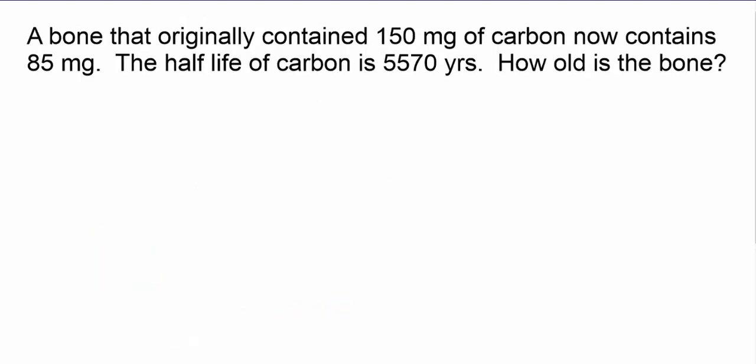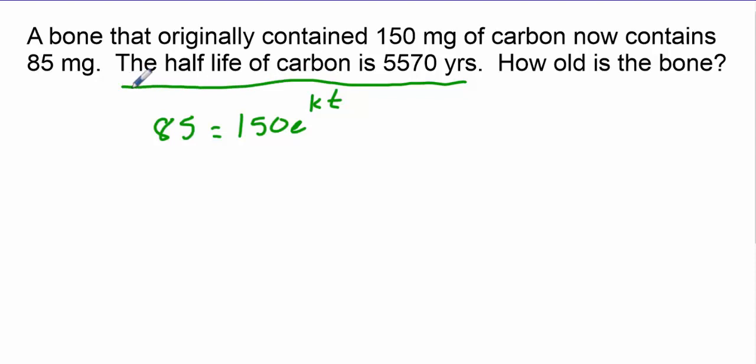The next problem talks about carbon dating. It says that you initially have 150 milligrams of carbon, and now you have 85. The half-life is 5,570 years. Now, this is e to the kt power. It doesn't give us k, and it doesn't give us t, which is what we're looking for. So we've got a problem here: we have two unknowns. But you'll notice this problem does give us the number of years for a half-life, which is the number of years it takes for half of the matter to decay.